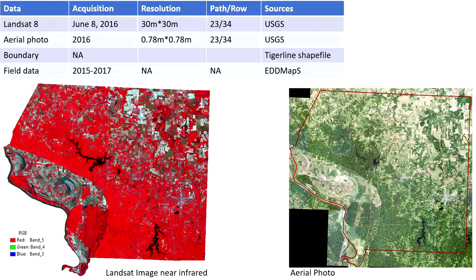For my data set, I use Landsat 8 and aerial photos. The Landsat 8 acquisition time is June 8, 2016, with a resolution of 30 meters by 30 meters, and the path and row covering this area is 23-34. It's open source; you can download any Landsat image of the area from USGS. The aerial image is also from USGS. The boundary map is the TIGER/Line shapefile, which is also open source. I have 93 field data points in the Jackson County area, shown on the label. This one is the Landsat RGB band image and the aerial photo.